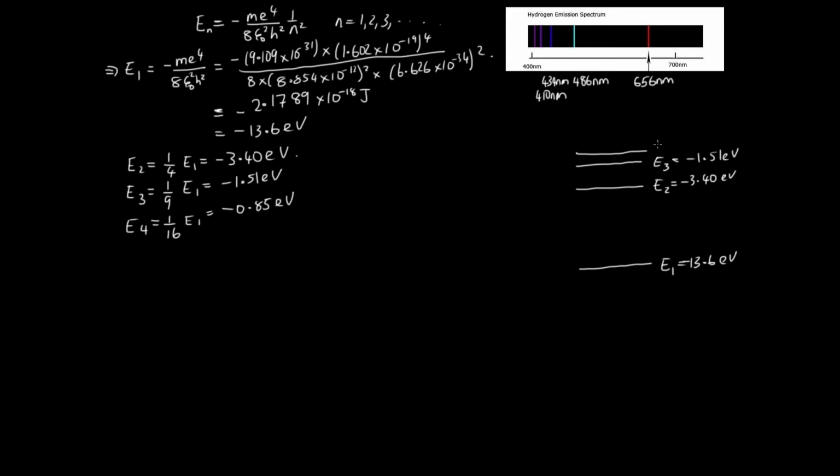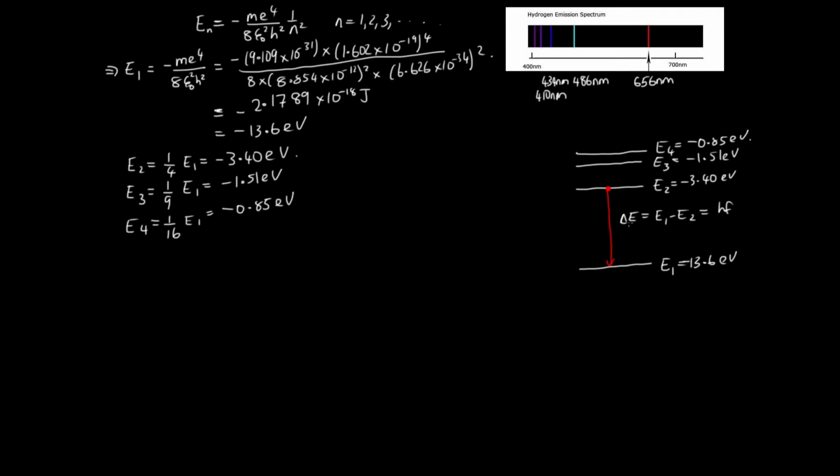And finally, here's E4, which is equal to minus 0.85 electron volts. We've discussed before, when we were looking at the Schrödinger equation, how when electrons transition from one energy level to another, that's when they release a photon. So if we go from E2 to E1, we're going to release a photon, and that's going to have an energy, delta E, which will be equal to E1 minus E2, which will be equal to hf.